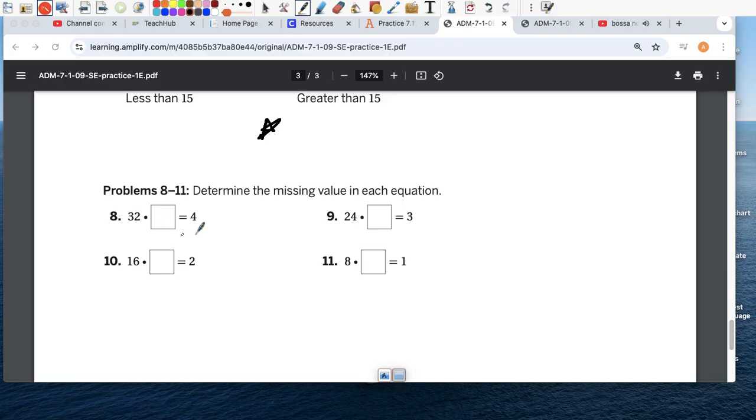So let's take a look at these ones. There are different ways to solve this. 32 times something equals 4. Well, I want to know what this x is. So 32 times a number that I don't know, represented by x, equals 4. We could solve it as an equation, right?